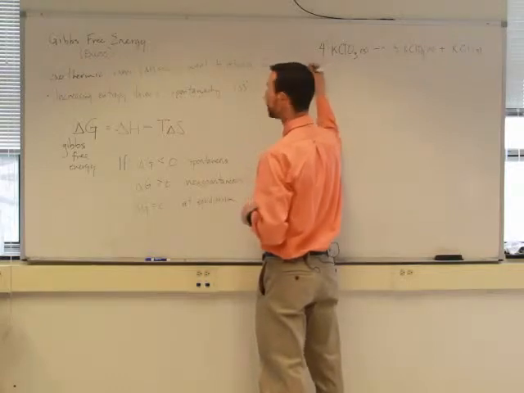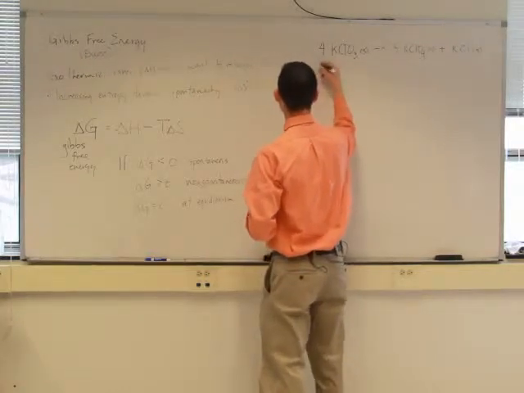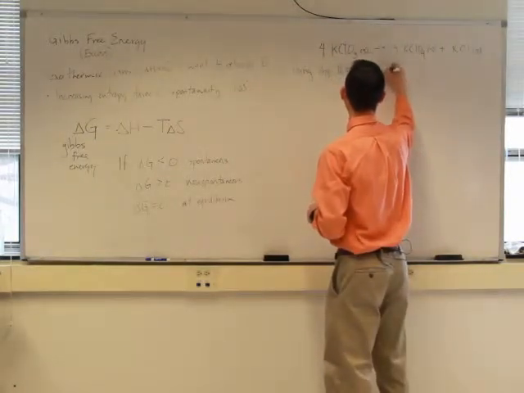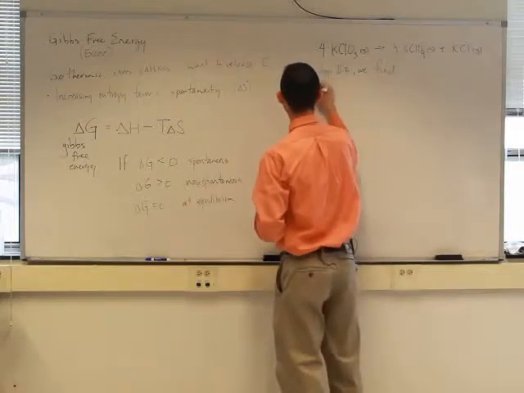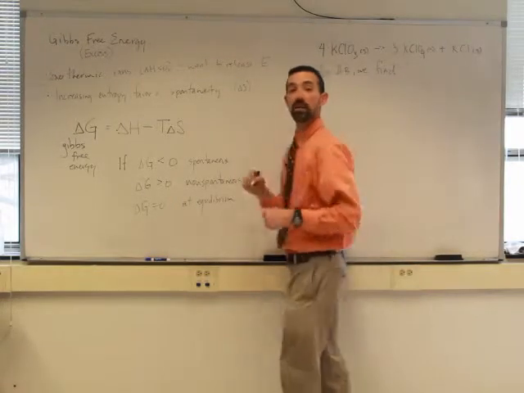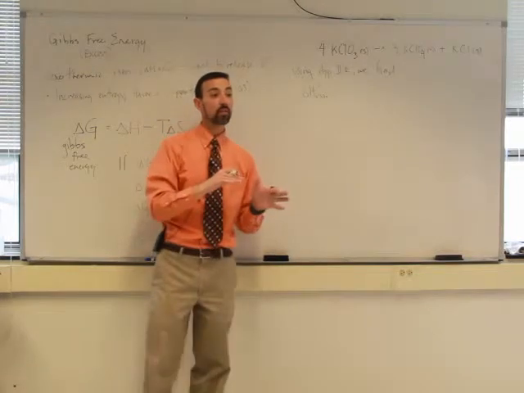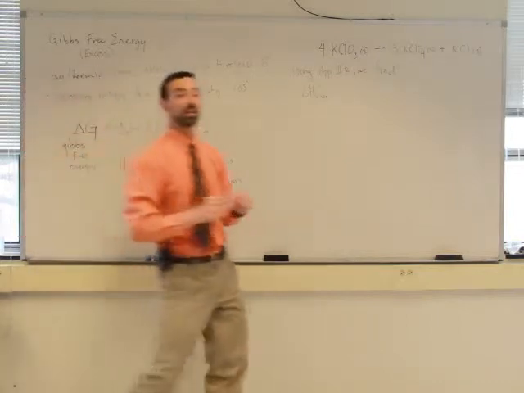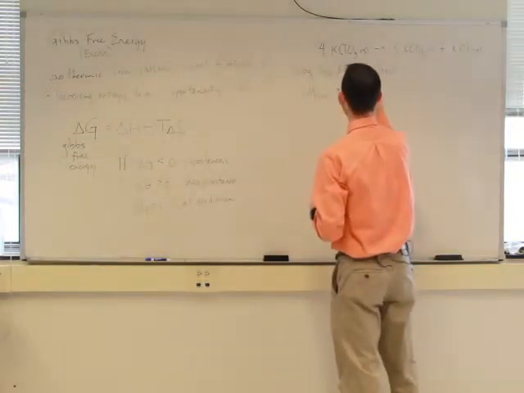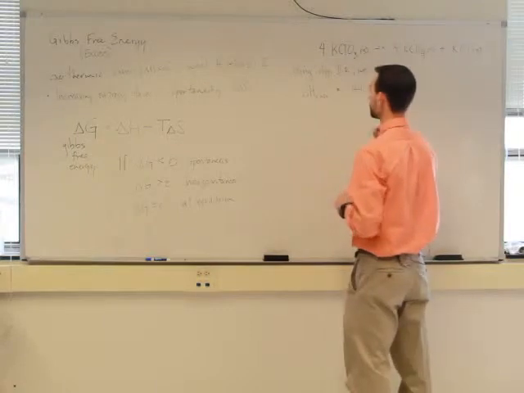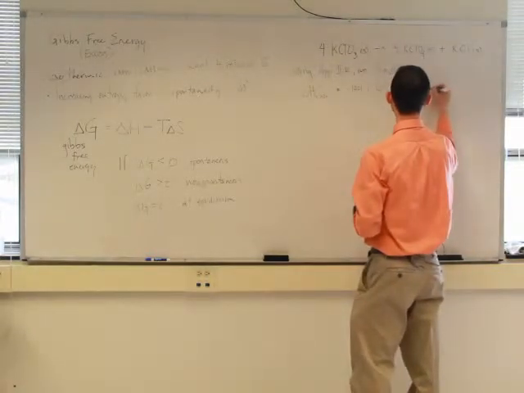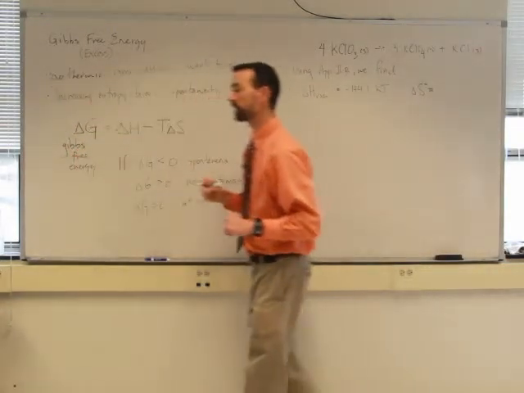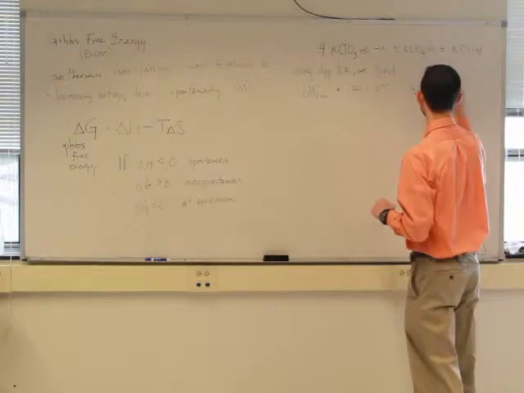Now, we could use Appendix 2b. I'll save us the time, but using Appendix 2b, we find that delta H for this reaction from the Hess's law formula, adding up the product values minus the reactant values, is negative 144.1 kilojoules. And delta S for this reaction is negative 36.8 joules per Kelvin.